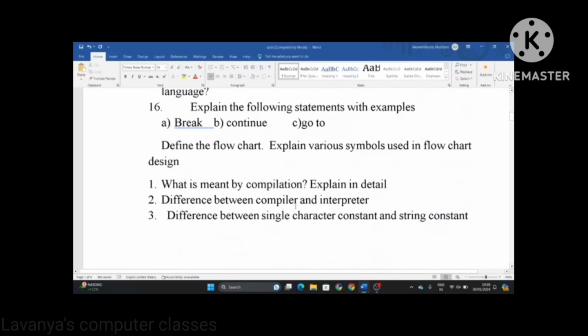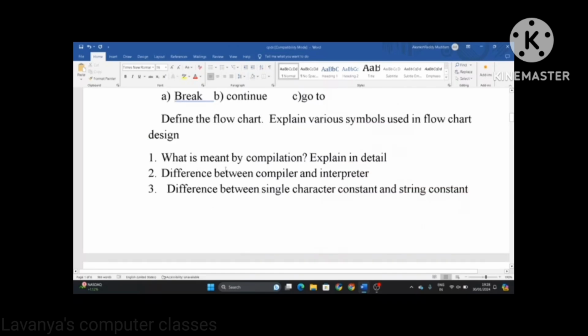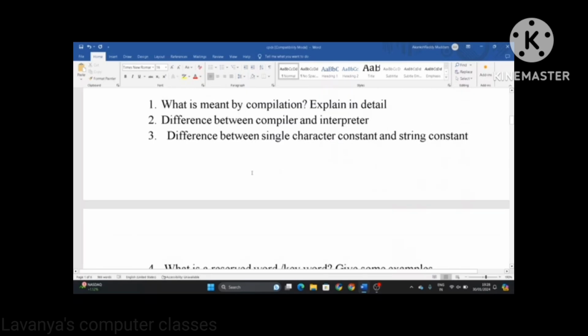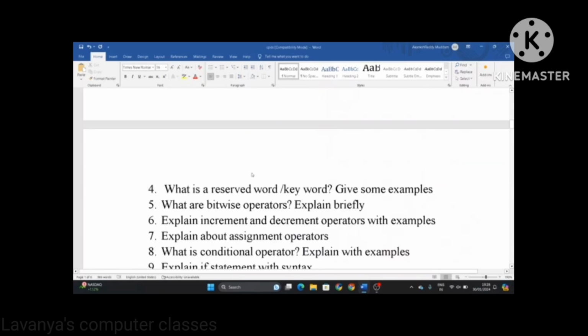Now these are the short answer questions. Define the flowchart. Explain various symbols used in flowchart design. Next question is, what is meant by compilation? Difference between compiler and interpreter. Difference between a single character constant and a string constant. Short answer questions. These all are from unit 1.